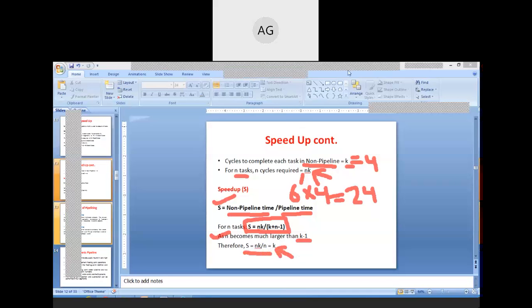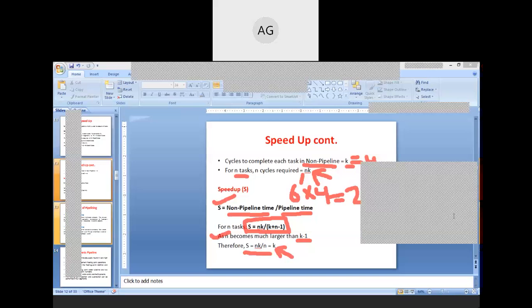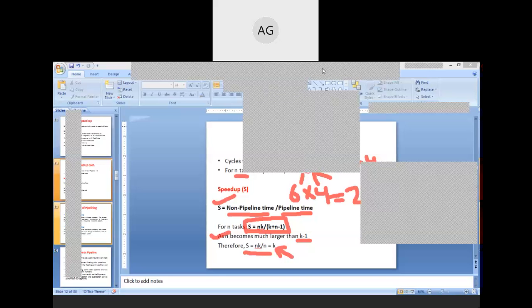So all of you understand it? Just write in the chat box so that we can proceed further. Okay.